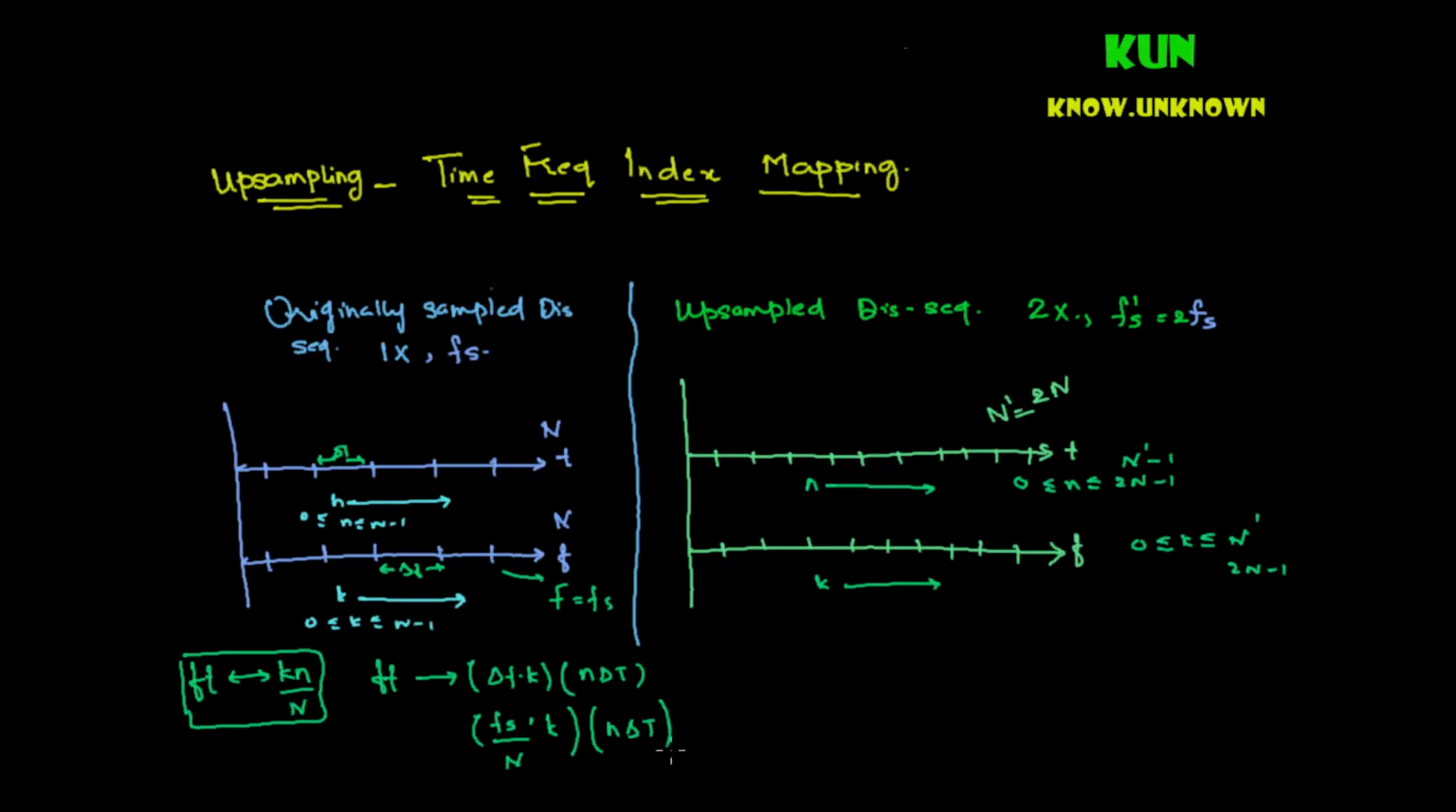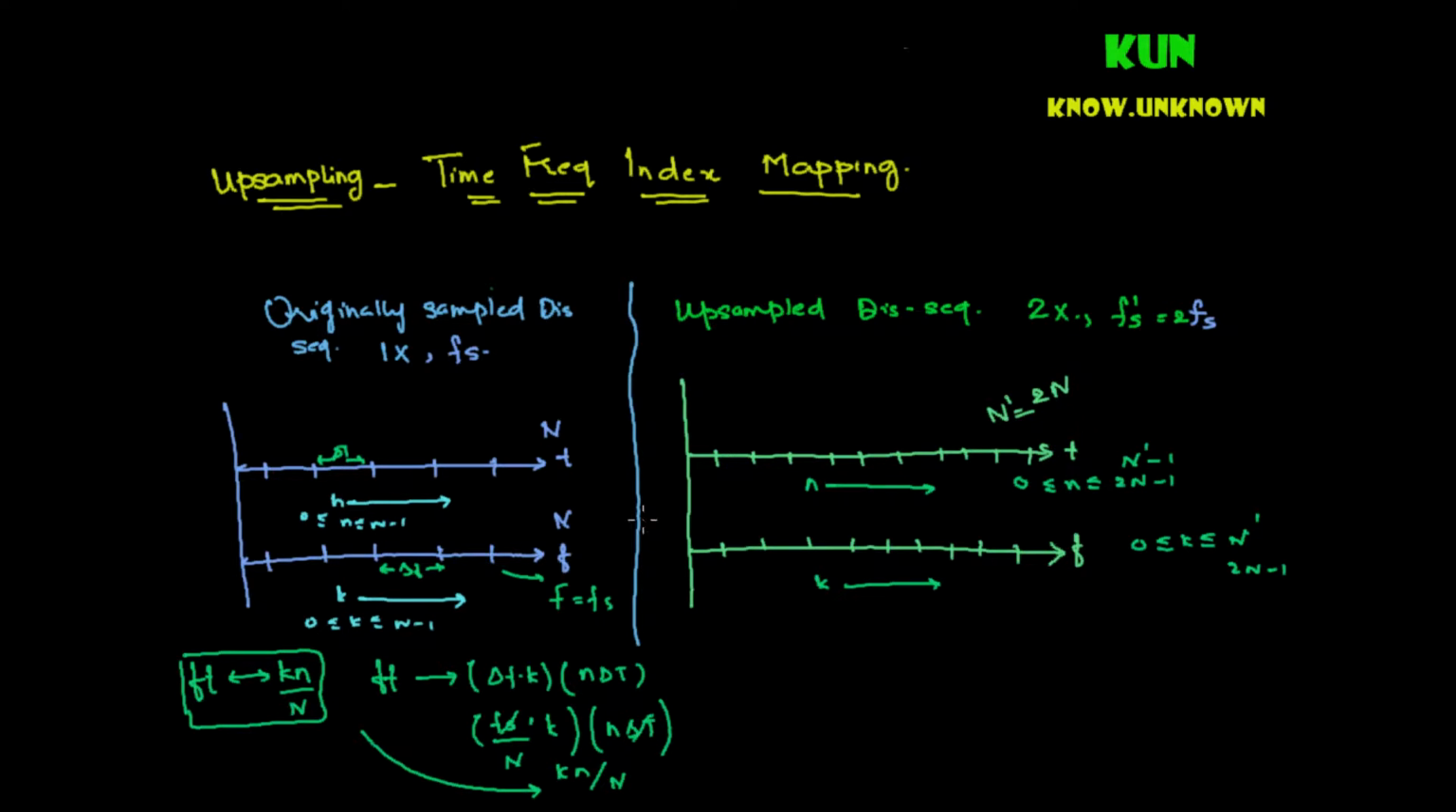We had seen before that delta t and fs are inversely proportional to each other. They are inversely related to each other. There is a direct one-to-one mapping, and so delta f and delta t cancel out, and what we are left with is k times n by capital N. So this was the relationship that we had derived from the originally sampled example signal.